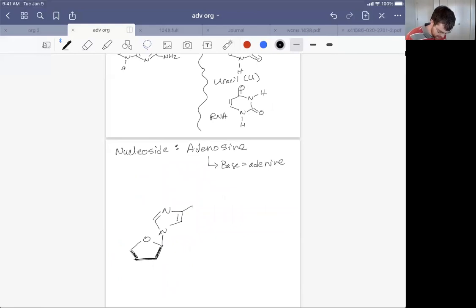Adenine now is the base. Okay, so back to my pyrimidine core. So this would be adenosine. And it's adenosine, it's a nucleoside, so there's no phosphate core. You could have adenosine monophosphate, diphosphate, triphosphate, if you wanted to consider other nucleotide structures.